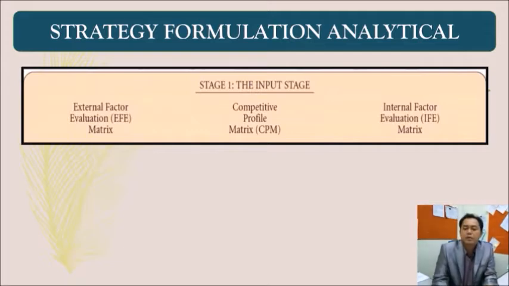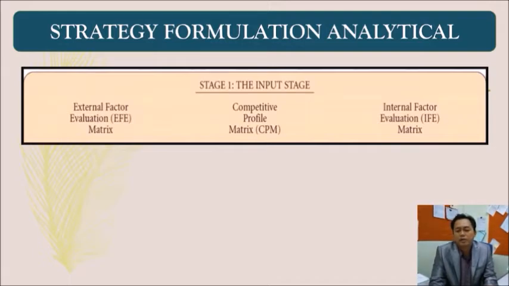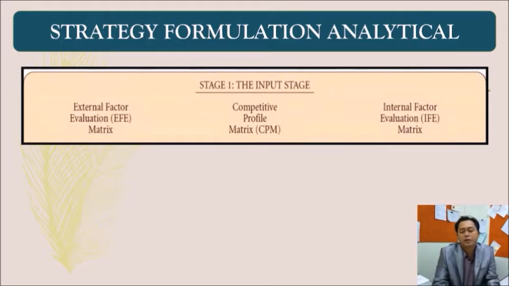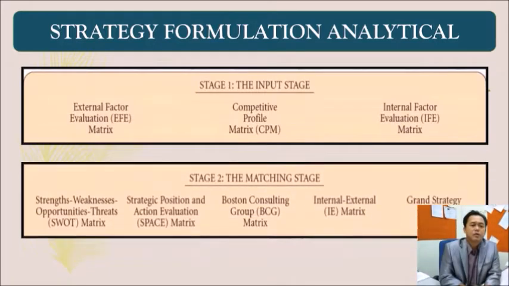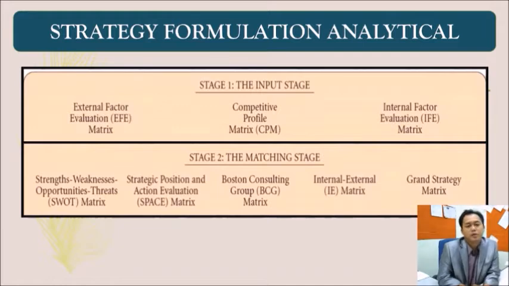Stage one summarizes the basic input information needed to formulate strategies. The input tools require us to quantify subjectivity during this stage. Therefore, good intuitive judgment is always needed in determining appropriate weights and ratings, because even a small difference in quantifying is significant. Stage 2 in strategy formulation is called the matching stage.